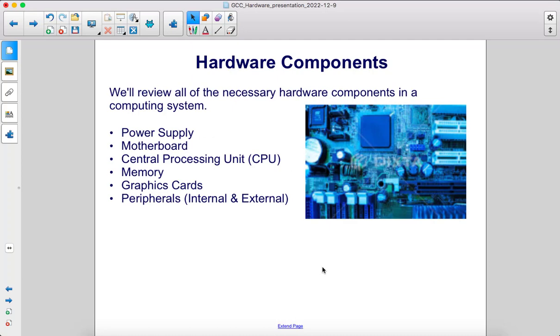We'll review all of the necessary hardware components in a computing system, like the power supply, motherboard, the central processing unit or CPU, memory, graphics cards, and peripherals, internal and external.